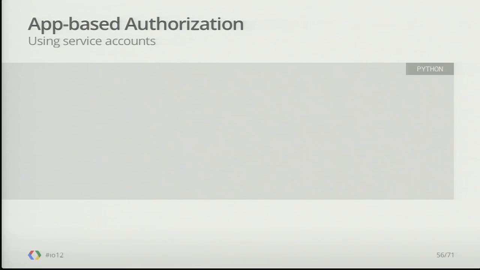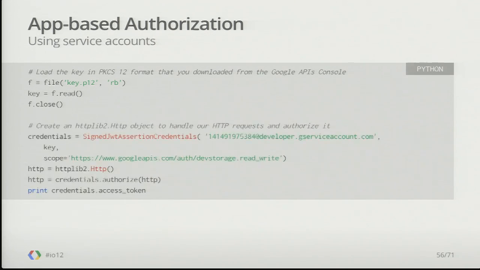And here's how it's done in Python. You first load in your private key that comes from that API's console. And then there's a very simple request that you're passing in. Here's your service account, which again you get from the API's console. Here's the scope of data that you're looking for access to. And what the authorize method is essentially doing is calling the OAuth provider with that signed request and giving you an access token back.